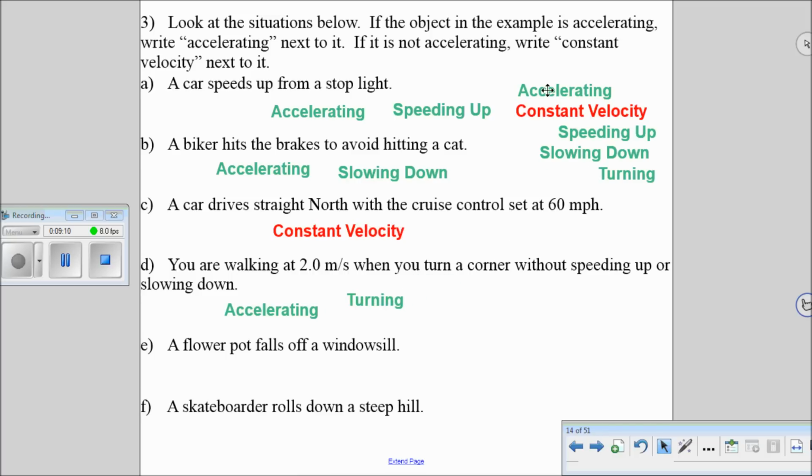All right, a flower pot falling off a windowsill is going to accelerate because as it falls, it will speed up. And similarly, a skateboarder rolling down a hill will be accelerating because they are speeding up.